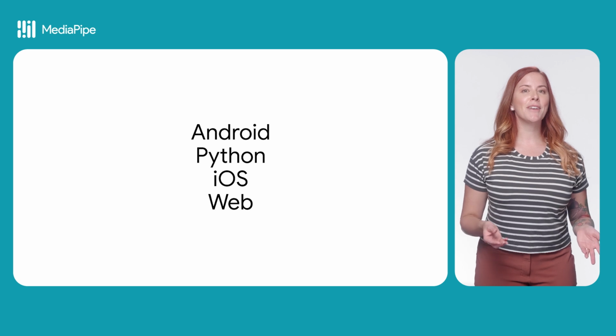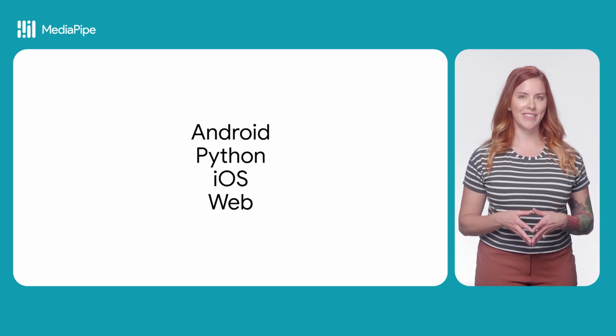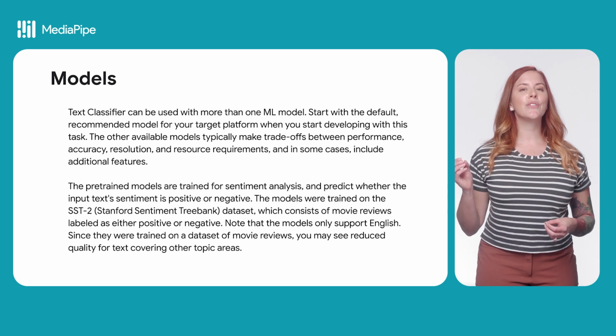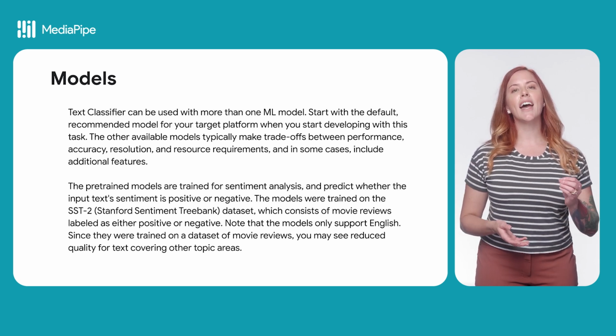MediaPipe Text Classifier task lets you classify text into a set of defined categories, such as positive or negative sentiment. There are APIs available for Android, Python, iOS, and the web.